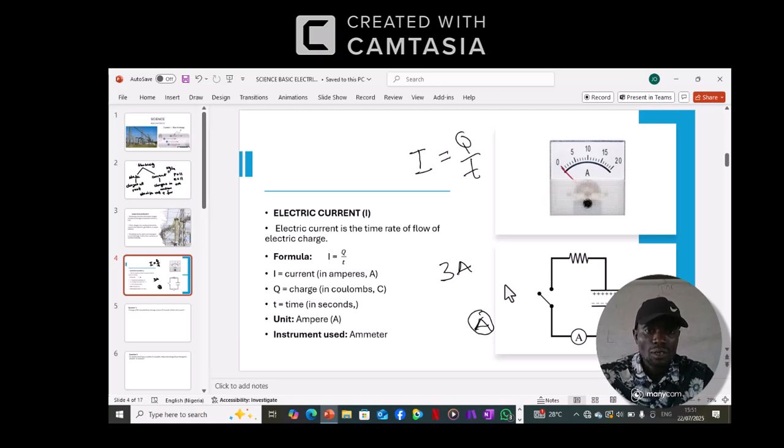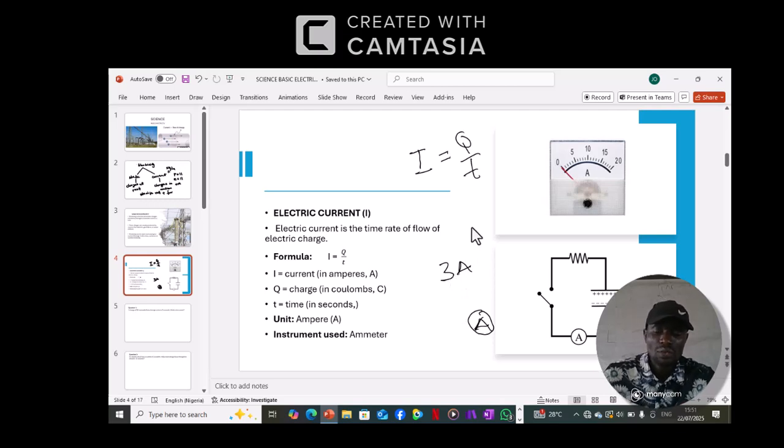Now, electric current is measured with an ammeter. So the instrument used is the ammeter. The unit is ampere. Don't forget the unit of current is ampere. So when you have 3 amperes, it means current.